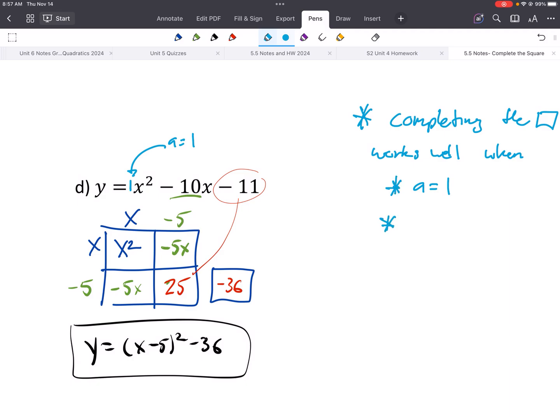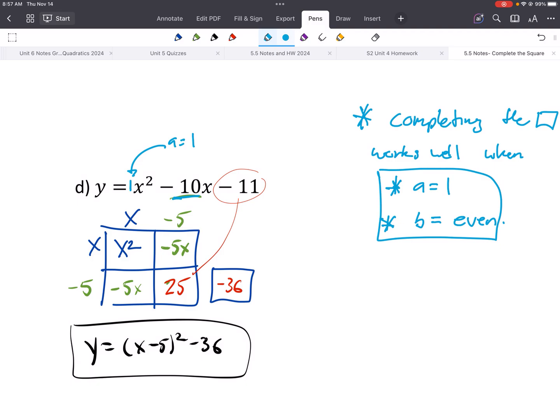And then second, it works well if b is even, because we want to be able to cut that middle term into 2 equal parts. So if you had something like -7x, and you divide that by 2, then you end up getting -3.5. And I mean, it works, but it's much harder to work with fractions. So usually people try to stay with these two conditions because that's when it works really well.